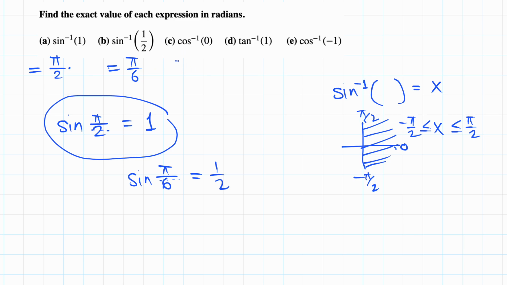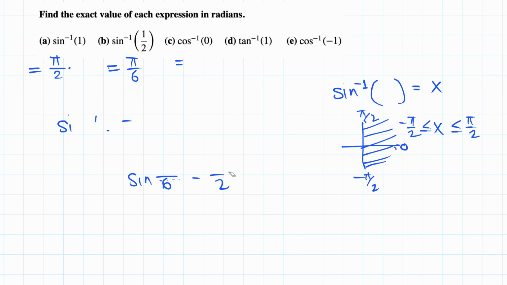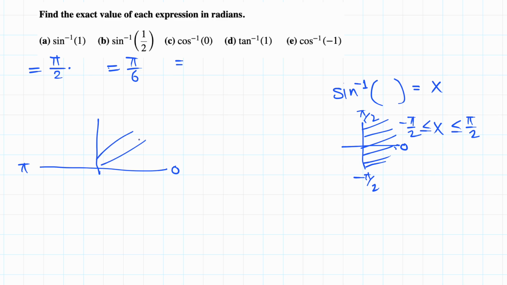And now part C, cosine inverse. So let's go for cosine inverse. Cosine inverse has a range a little bit different. So for cosine inverse, the answers will be in between 0 and pi. So here, this is pi/2, and here, these are negative values in the second quadrant, and the first quadrant.